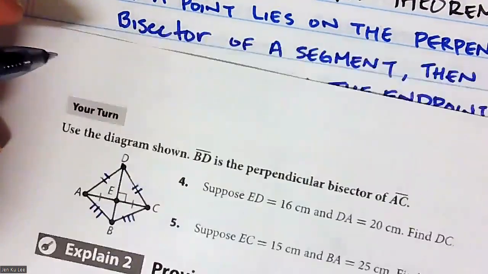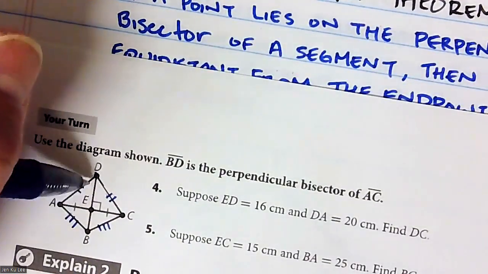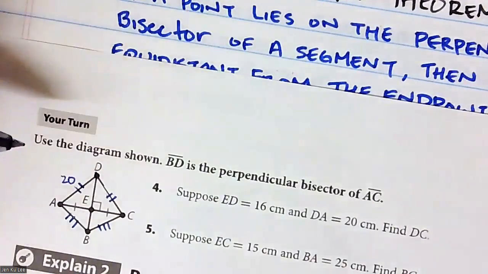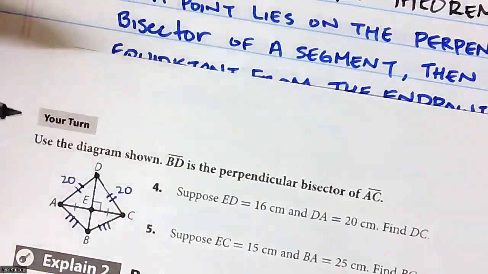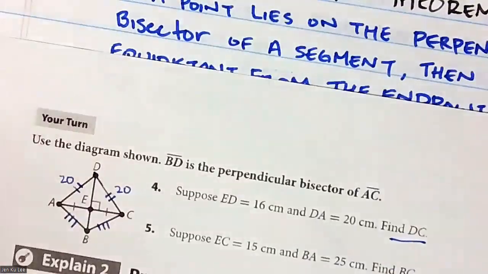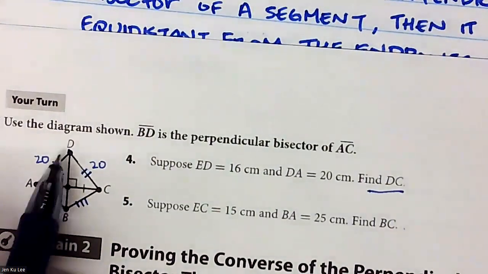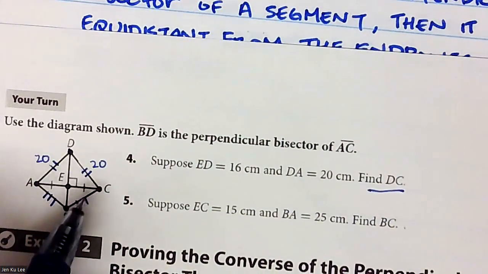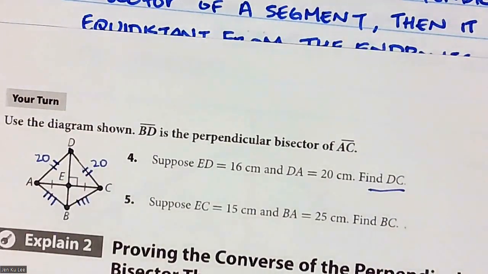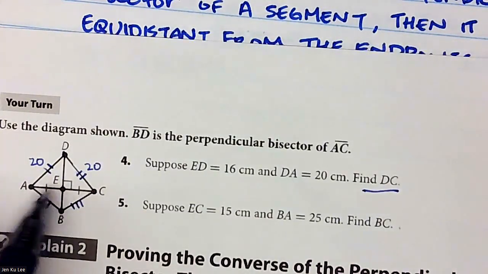All right, so if you look at number 4, suppose that ED is 16, DA is 20. Well, if DA is 20, I know DC has to be 20 as well, and that's what we have to find. ED is thrown in there just to throw you off. You will figure out that ED is there if you want to figure out what AE is, and we'll do that in a little bit.